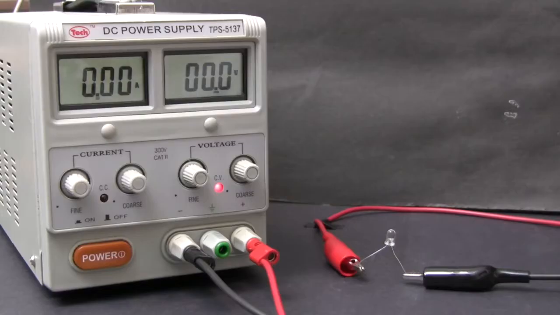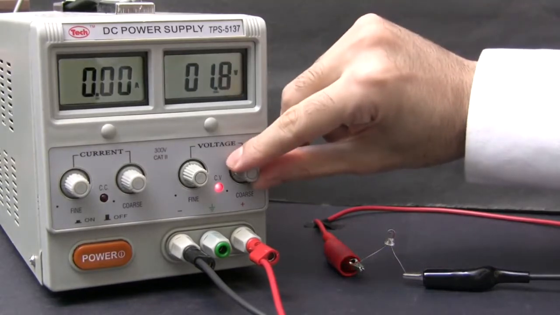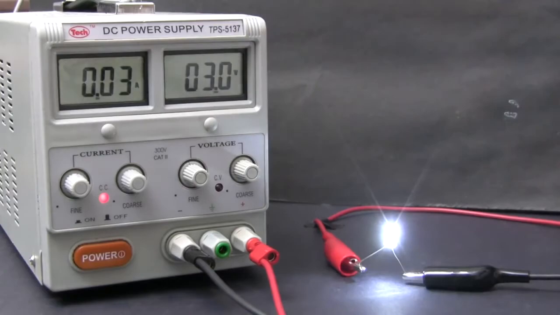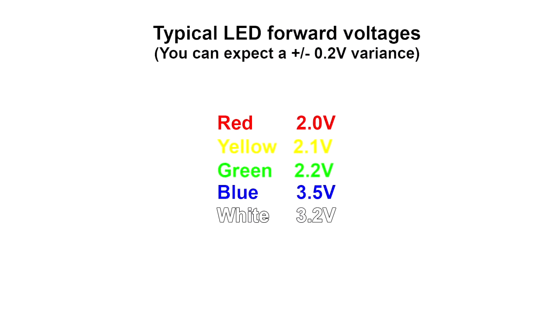With the supply set to 0 volts, the LED stays off. With the supply set to 1.5 volts, it's still not enough to turn the LED on. But as we get closer to 3 volts, the LED reaches full brightness. Every LED will have a forward voltage that's a little different, and here's some rough guidelines of what you can expect from different LEDs. Once the LED is on, there'll be a relatively constant voltage drop across it.